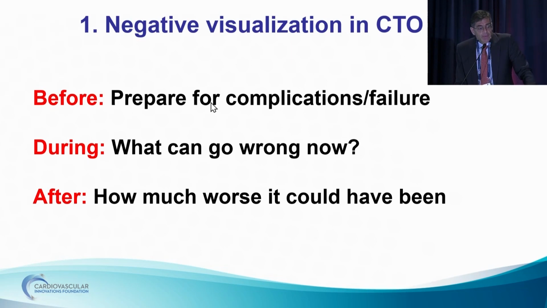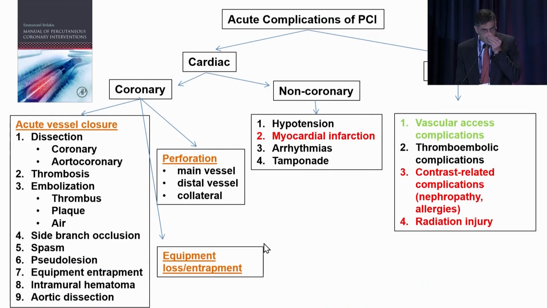Now, it can happen at any stage, even before you do this, during the procedure, thinking what can go wrong. That may sound morbid, but it actually helps you find the complications, diagnose them soon, and act. Or then, as I say, afterwards, it could have been much, much worse. Knowing what can go wrong, there are finite things that can go wrong. I'm sure I say that, and tomorrow I'm going to have a complication that's completely out of the list. But for the most part, you either close the vessel or you perforate the vessel or you lose something, and that can translate to MI or tamponade or arrhythmias or access complications, thromboembolic, radiation, contrast. That's it.